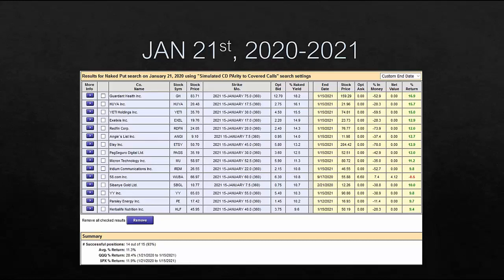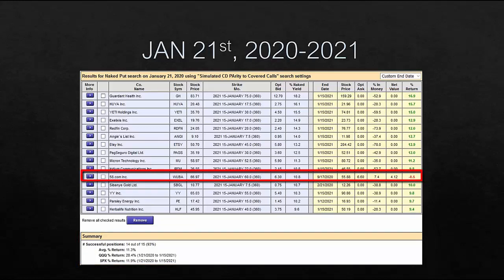January 21st, 2020, looking at 2021 leaps, our last cycle. Not too bad. 14 out of 15 are successful for a 93% win ratio. We finally get to that double-digit naked yield we wanted of 11.3%. QQQ again up 28.4, SPX up about 12%. We're about even with the return on SPX with the simulated CD naked put parity cycle that we saw. The only loss wasn't even that bad.